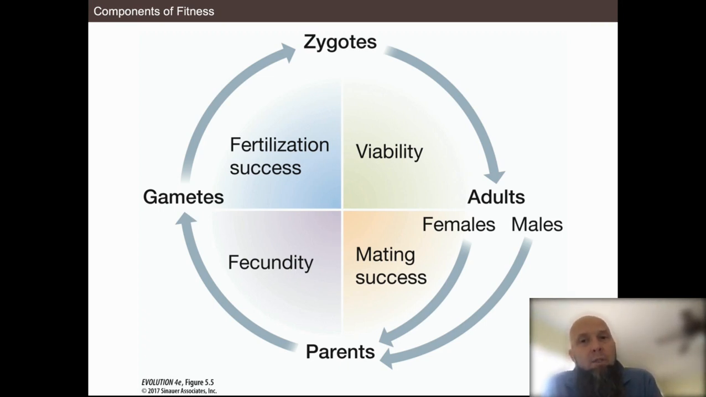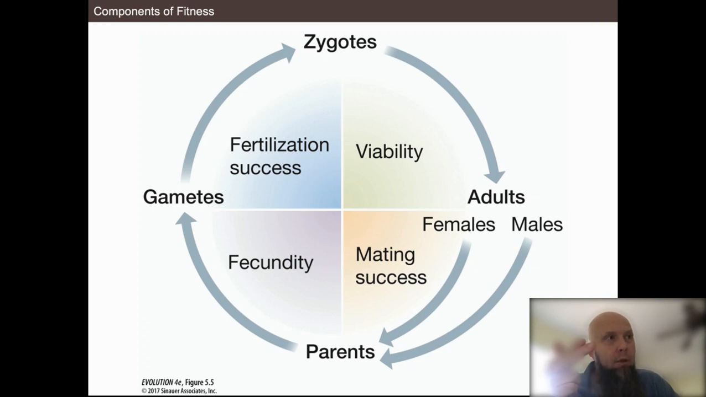The viability of zygotes: there's a significant period of the life cycle where individuals are simply zygotes. They have not yet been born. They're not yet growing outside of their parent, whether it's in an egg or in the womb. And so that period of viability affects the fitness of individuals and can be determined by the genotype of the zygote. Now, once the individuals are adults, mating success, which we've talked a good bit about, determines whether or not those individuals become parents.